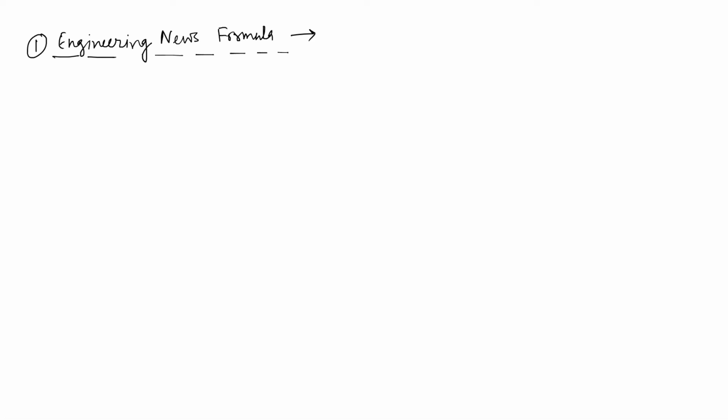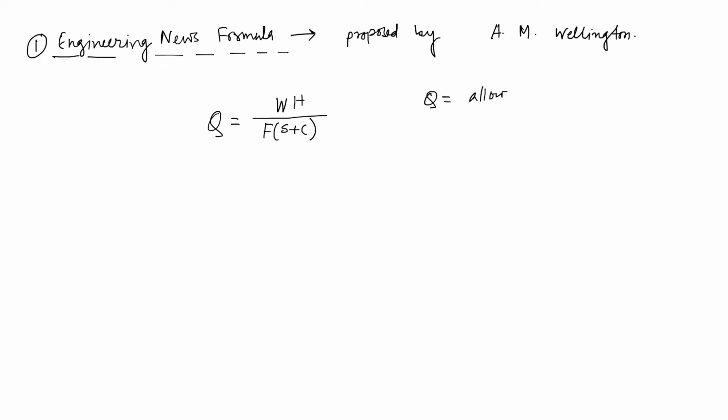Before starting, I want to say this formula was proposed by A. M. Wellington. Example doesn't come, but this is just for curiosity. The formula is Q equal to W H divided by F S plus C. This Q is your allowable load. If you want, you can say Q equal to QA, then that should be QA.